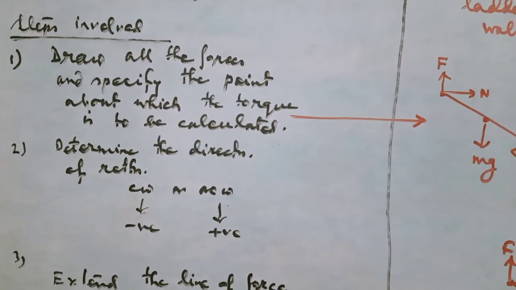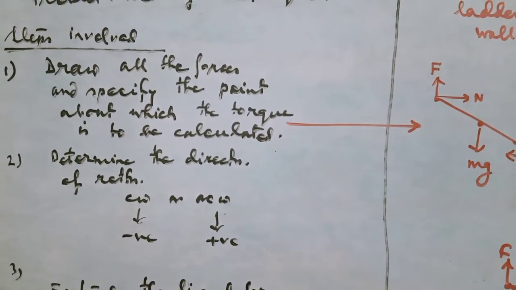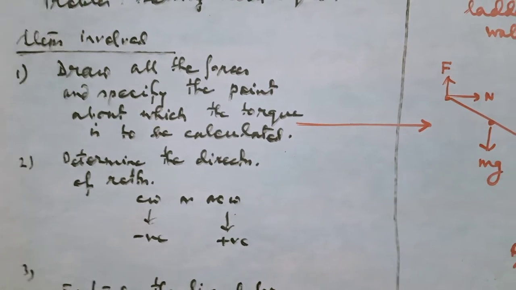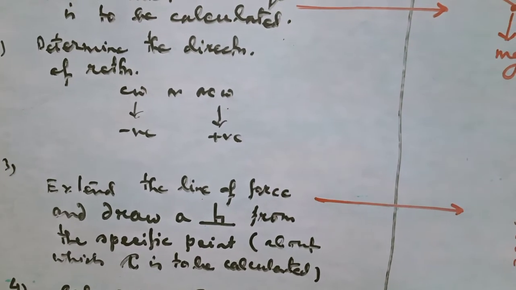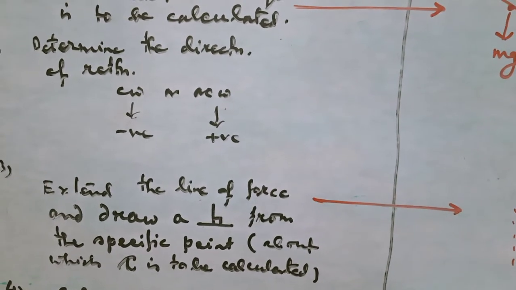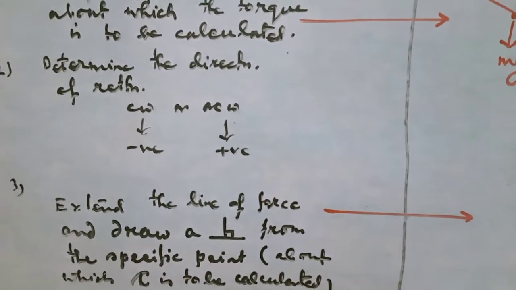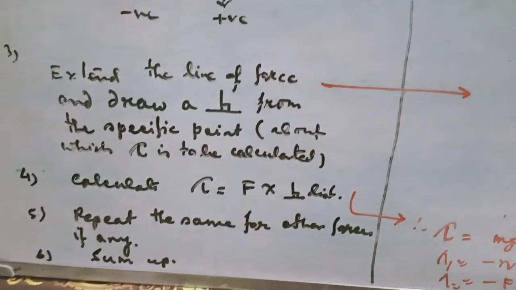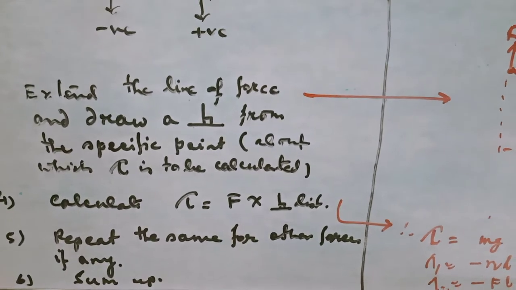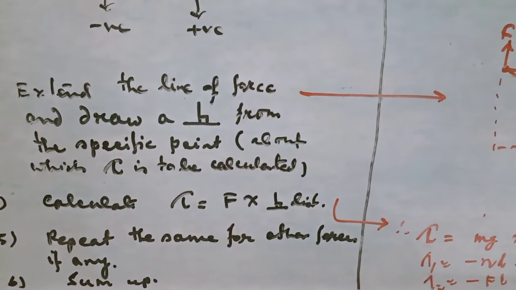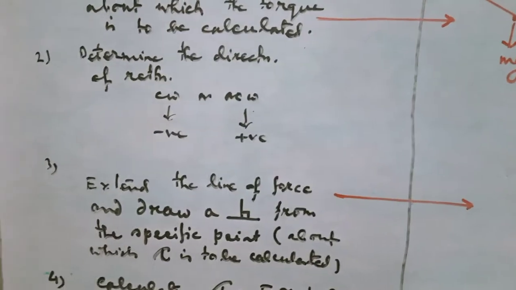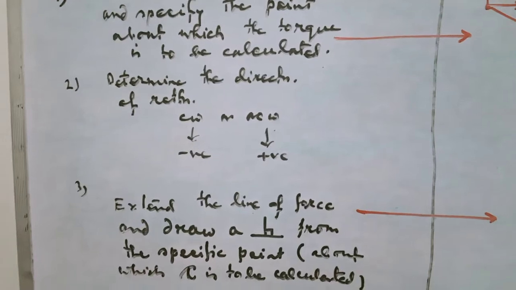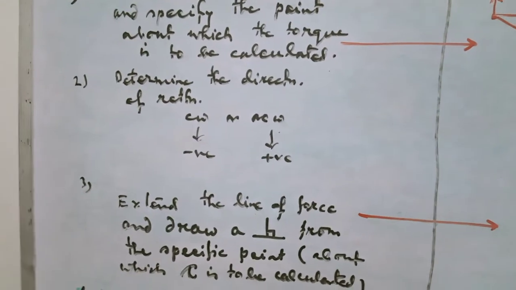Now determine the direction of rotation, whether it is negative or positive. Positive means anti-clockwise direction and negative means clockwise direction. Then extend the line of force and draw a perpendicular from the specific point about which tau is to be calculated. Then calculate tau, and if there are other forces, repeat the same for the effect of those forces in bringing about rotational motion, and then add all the torques. These are the steps involved. So I am solving one problem for you, just showing the technique of solving such problems.